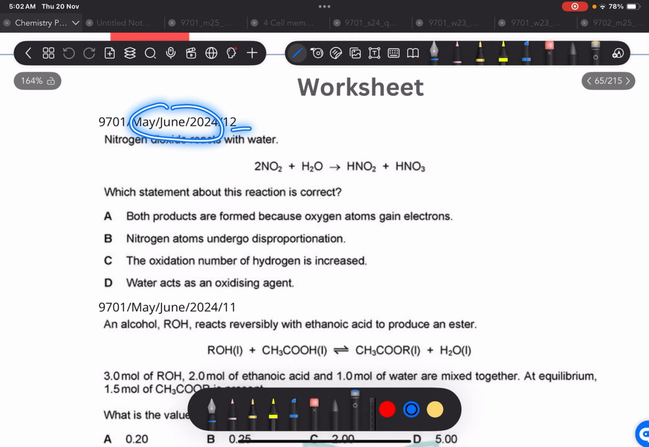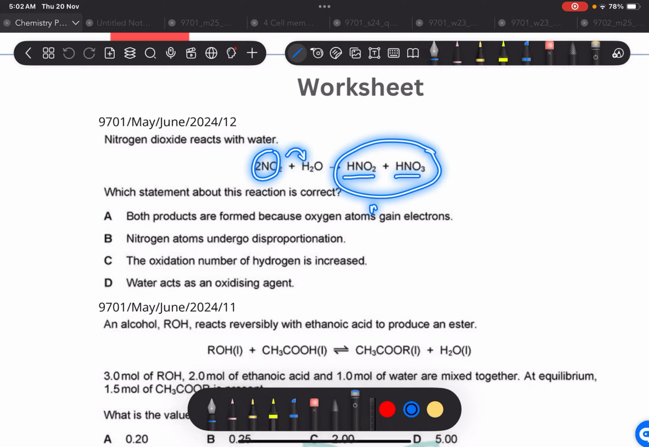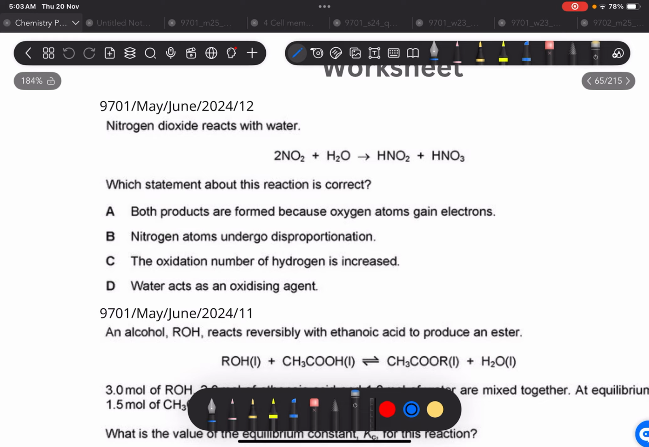So let's get going. Nitrogen dioxide reacts with water. Okay, so we have nitrogen dioxide, we have water, and we're forming two acids. One is nitrous acid and the other is nitric acid. But at your level, you don't need to know the names. Just consider them as two different acids, okay? Which statement about this reaction is correct?